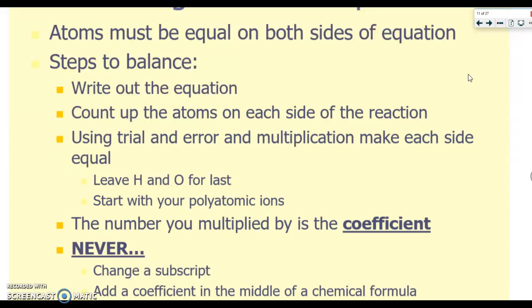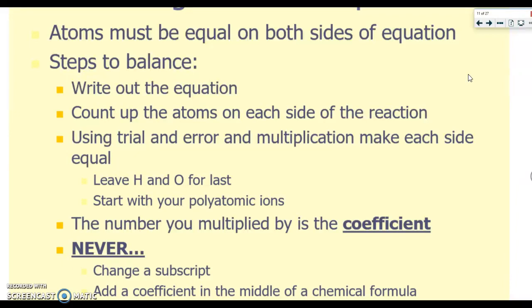Your textbook goes through it slightly differently, and there are plenty of online videos available if you don't like either method. If you've never balanced an equation before, I find that this visual method is one of the easiest to use. And as you practice this throughout the semester, you'll get better and potentially won't need to even show any work at all. So atoms have to be equal on both sides of the equation, and you can see the steps here. You write out the equation, we count the atoms on each side, we use trial and error and multiplication to make our sides equal.